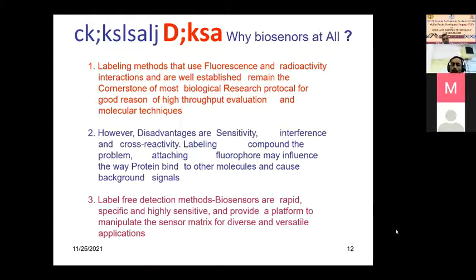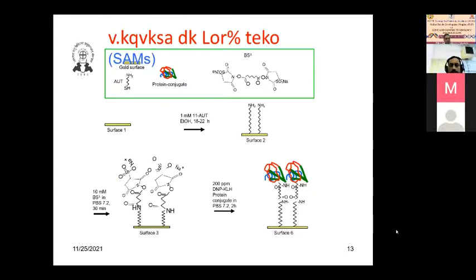So you try to skip that limitation, and that is why newer sensors are required. Most of the existing methods are labeled ones, so you need a label-free detection technology. The label-free sensors that we have described so far are rapid, specific, highly sensitive, and provide a platform where you can manipulate the sensor matrix for diverse and versatile applications. It is in your hand, you can develop and manipulate the sensor matrix. So these are the advantages of the sensors that we are going to discuss next.